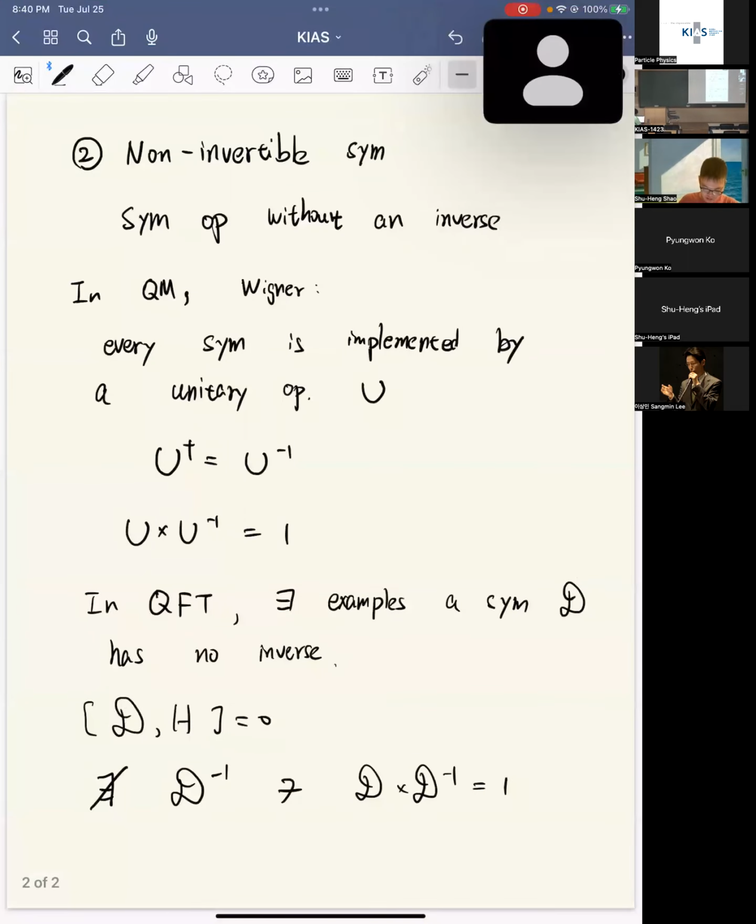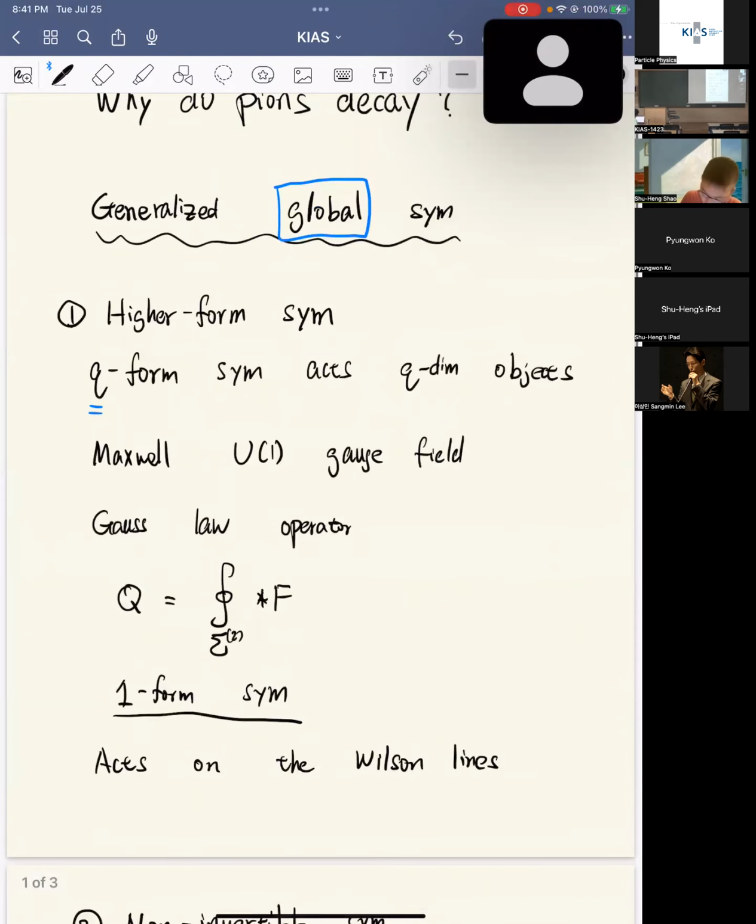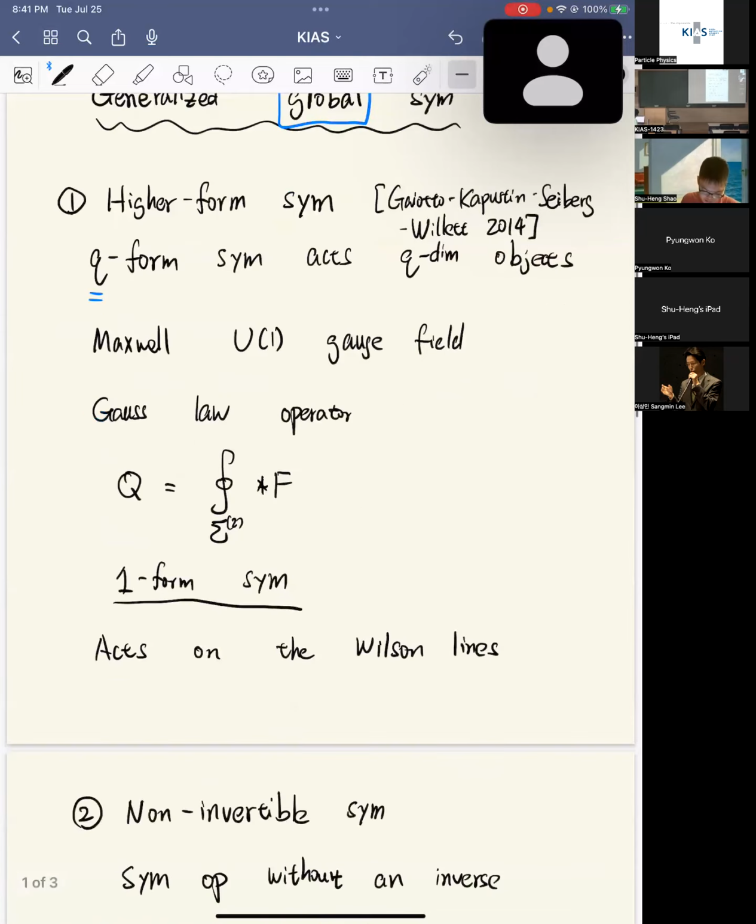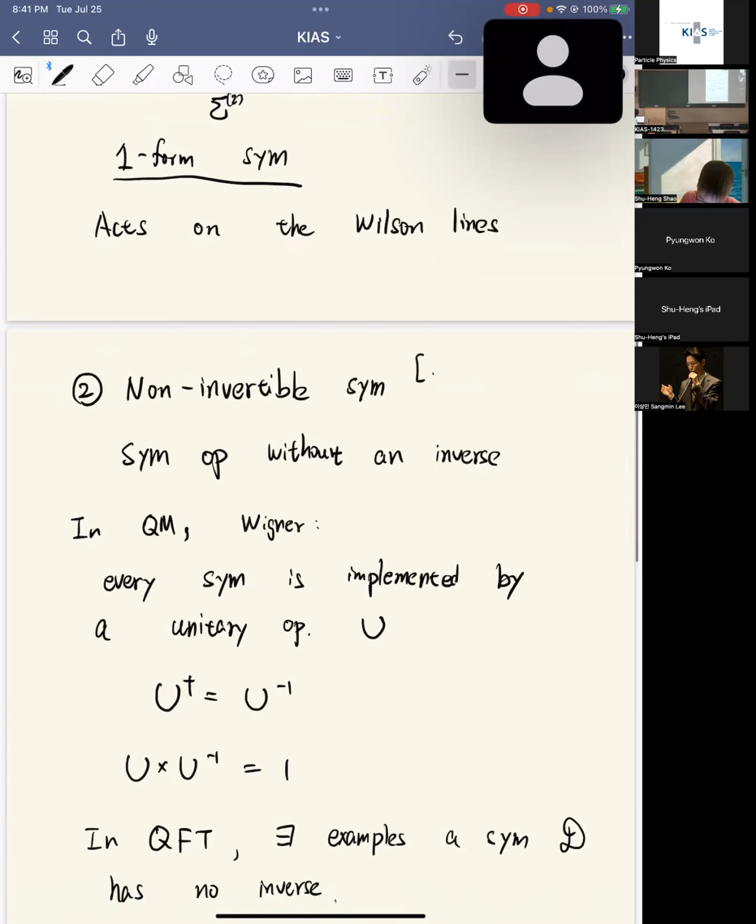All right. So a lot of the development of higher form global symmetry started with a paper by Gaiotto, Kapustin, Seiberg, and Willett around 2014. On the other hand, the development of non-invertible symmetry has a very, very long history.